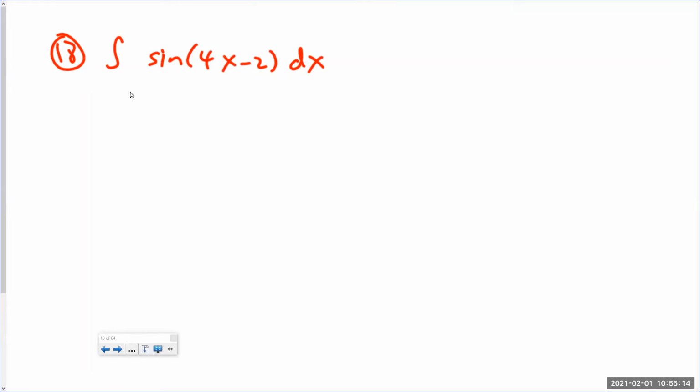Always just make your, well, think about this. If I made my parentheses my u, is this on my formula sheet? Do I have the integral of sine u on my formula sheet? Yes, so that is going to be my u. So u is equal to 4x minus 2. Now, just a caveat, if I had x out here, that still is on my formula sheet, just FYI. You just look at the trig part of it, okay?